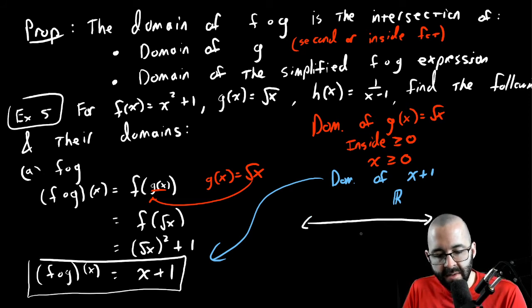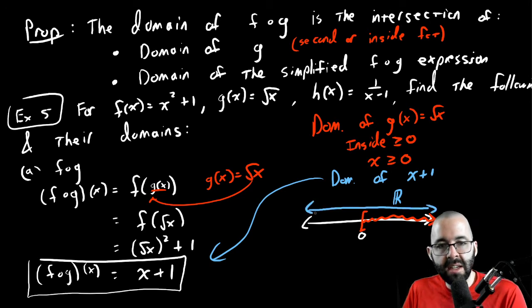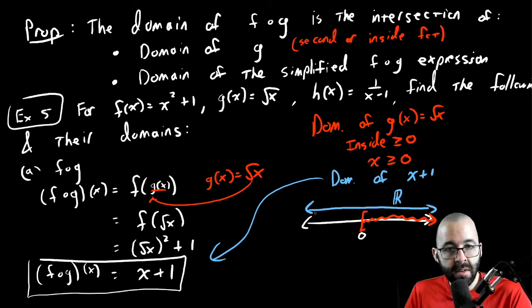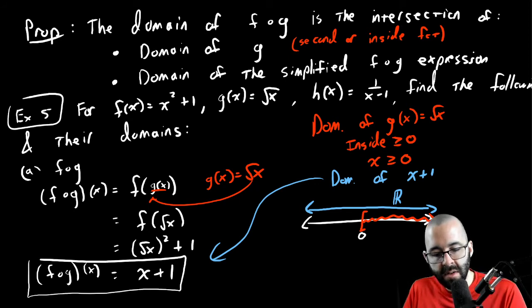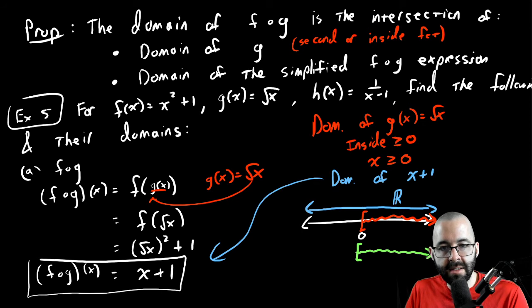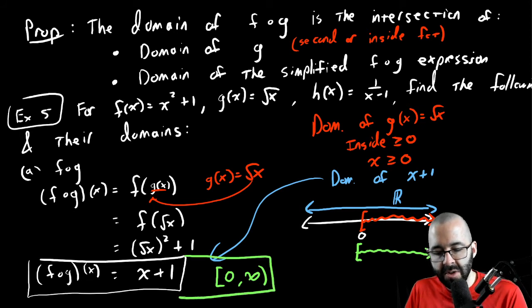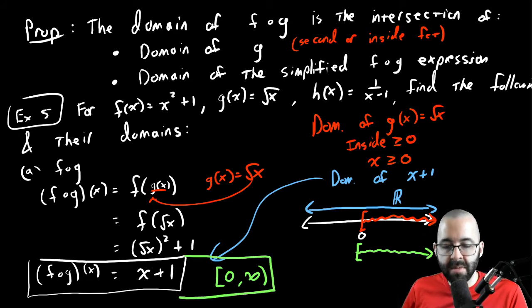On the number line, here's 0. Find the intersection of all the numbers that are at least 0 and all real numbers. What's the overlap of red and blue? The answer is at least 0. So our domain here is 0 to infinity. And those are our two answers. This is the function. This is the domain.